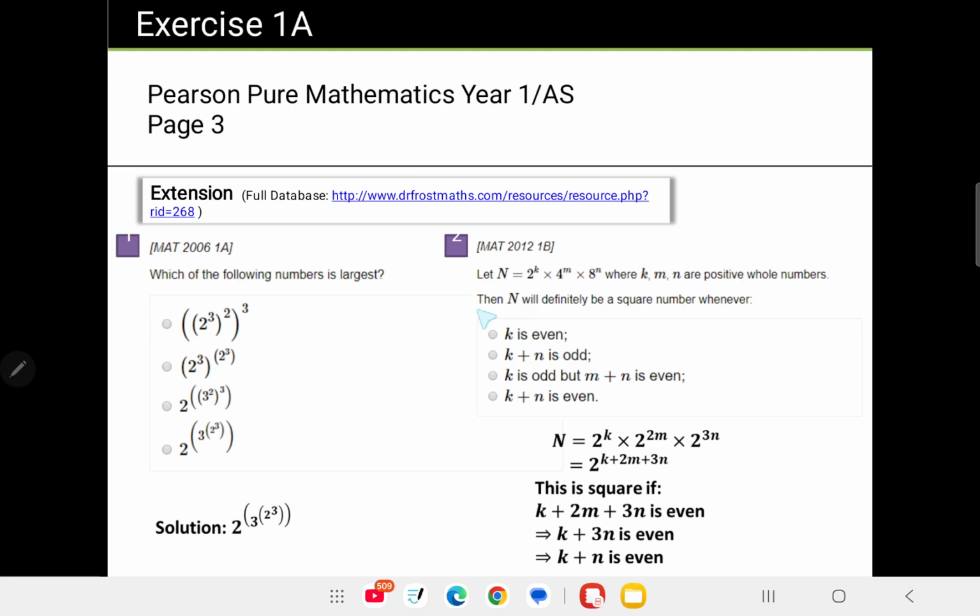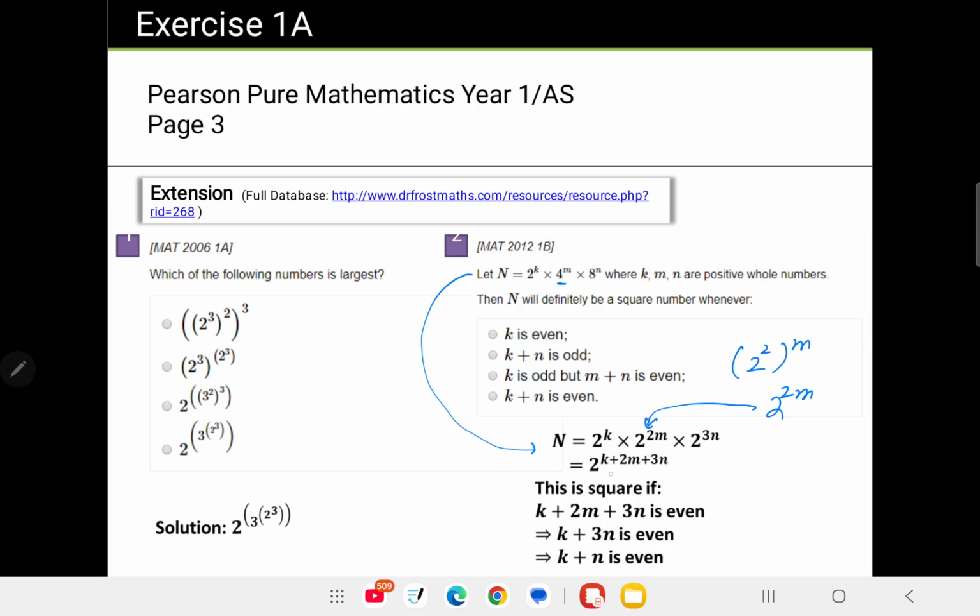Okay, so if you consider this over here, n equals 2 power k times 4 power m, which can be written as 2 power 2 whole power m, so it will be 2 power 2m over here. So 2 power k times 2 power 2m times 2 power 3n. Now the bases are the same, and you multiply the numbers, so you can add the powers. It will be k plus 2m plus 3n.